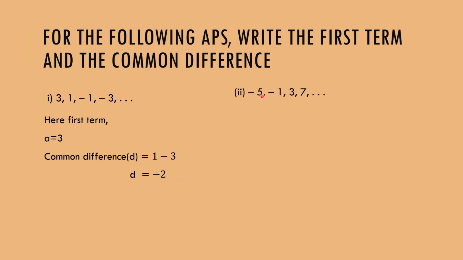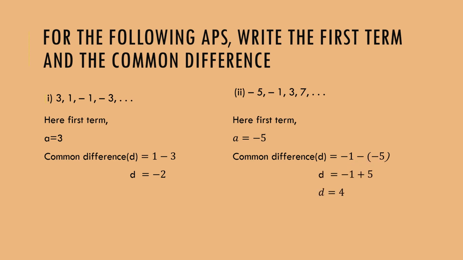Let's take one more example. What is the first term over here? Minus 5. What is the difference? It is minus 1 minus of minus 5. Don't forget to take this minus sign. The second term minus, by default, the first term. What is first term? Minus 5. So it becomes minus 1 plus 5, that is 4.